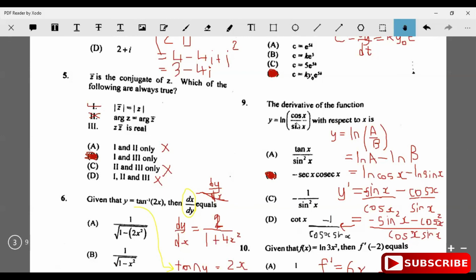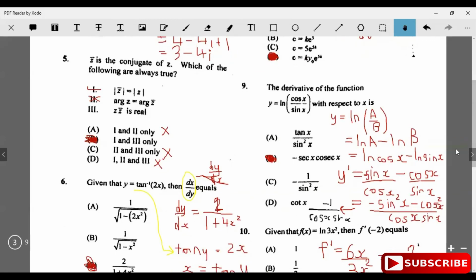And as I was showing her, it's very difficult to differentiate when you have a quotient. And so I was telling her to use the rule of logs to say ln A minus ln B. The ln of cosine x is 1 over cosine x times the derivative of cosine, which is negative sine x. And the ln of sine x is 1 over sine x times the derivative of sine x, which is cos x. So we have minus cos x over sine x.